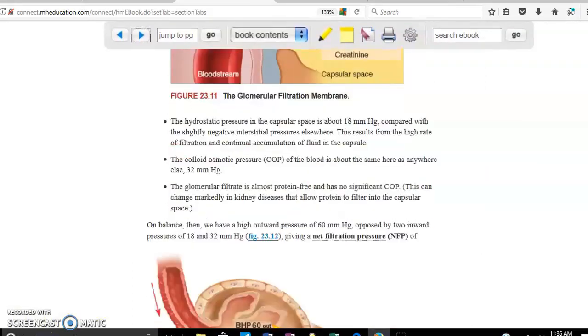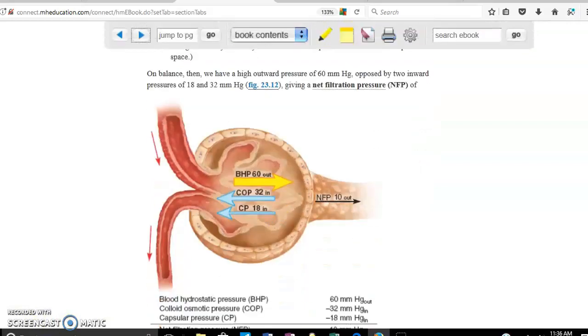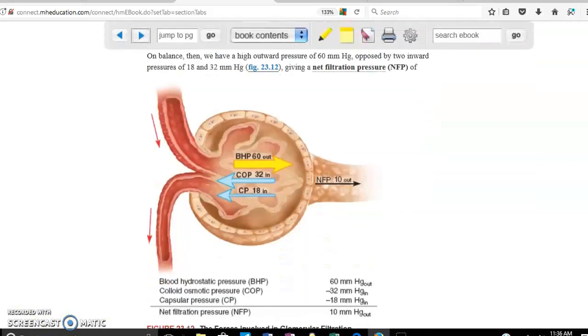So if we scroll down, we can see right here what the forces are that make the filtration possible. Here you can see that the arrow pointing this way, which is going to force the filtration, is greater than these other two. So at the end, there is a positive pressure of 10, which is going to force things to be filtered out of the blood into the glomerulus.